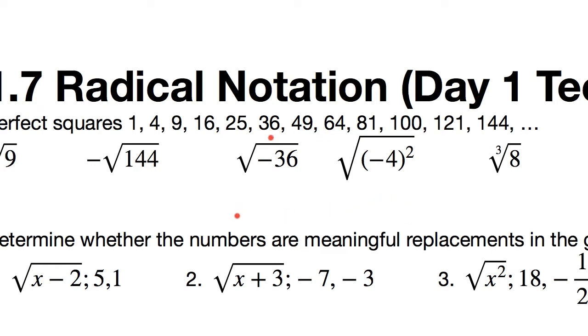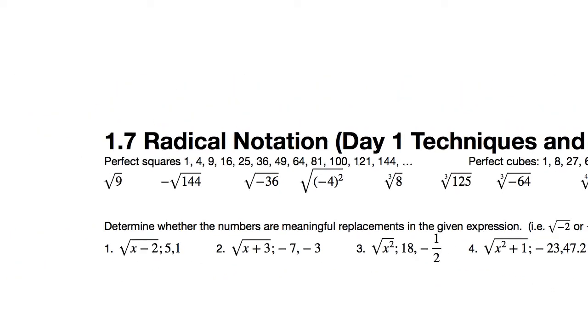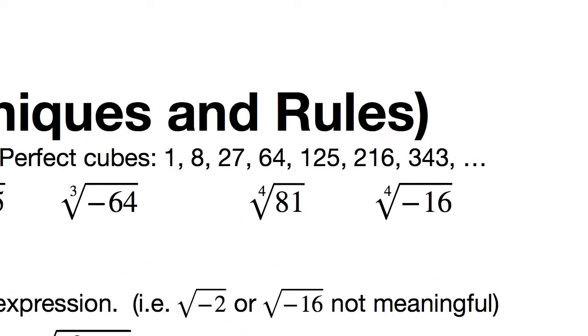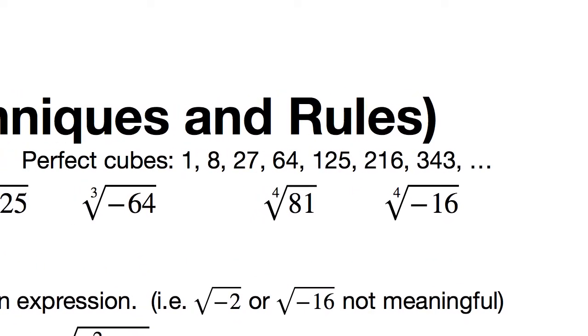Along with that, we've been using these already, but I want to make sure that you also have memorized some perfect cubes. And you don't need to have all of these memorized, but there's only a few of them that come up in the book. So you can see 1 times itself 3 times is 1. 2 times itself 3 times is 8. 3 times itself 3 times is 27. 4 times 4 times 4.